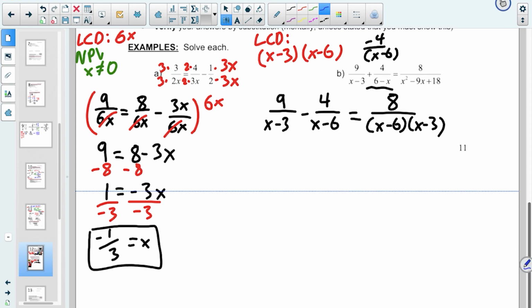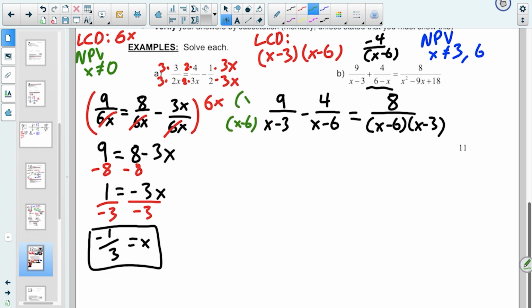And since we factored everything, we can actually write down our NPVs. We have x minus 3, x cannot equal 3, 6, and that's it, just 3 and 6. So from here, we can see that we are requiring an x minus 6 for our left-hand side there. And then over here on the right, we need x minus 3, x minus 3. We don't need to change anything on the right-hand side.